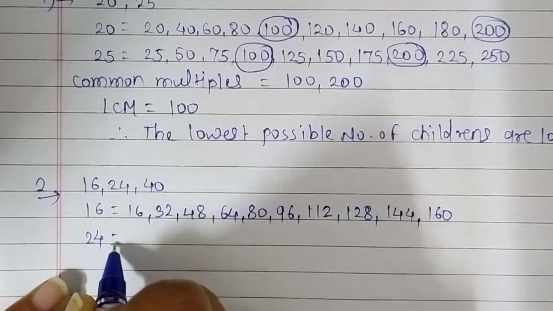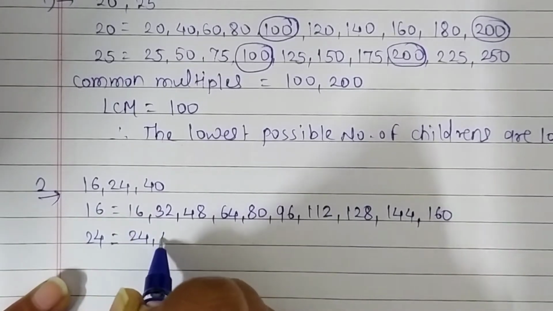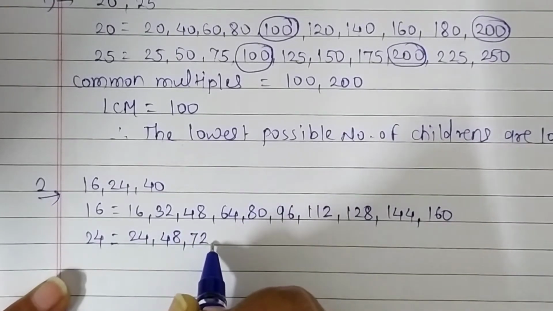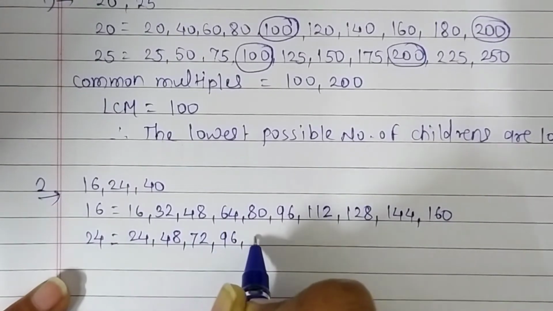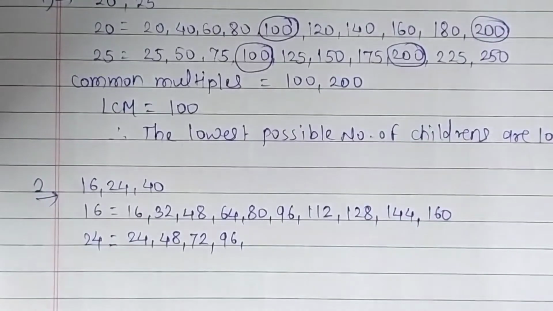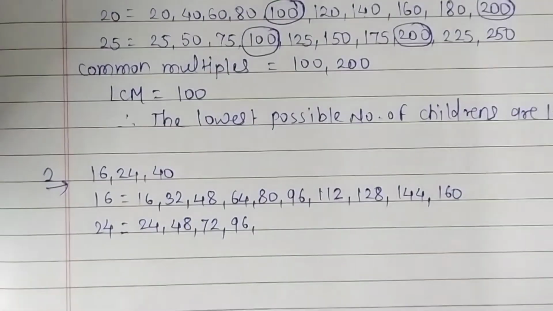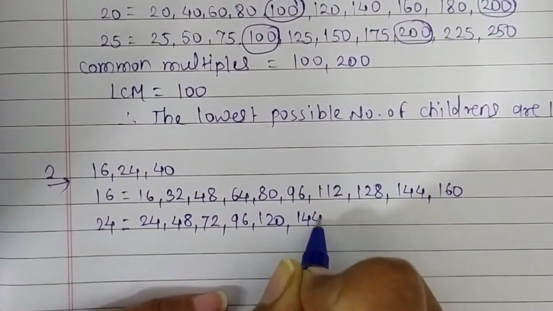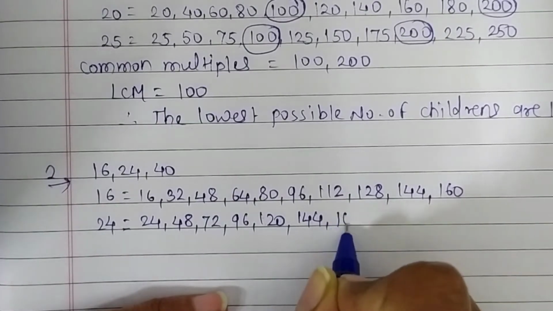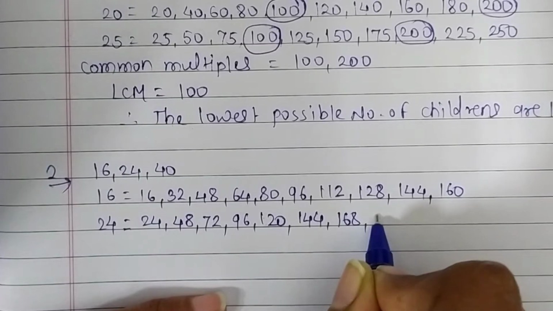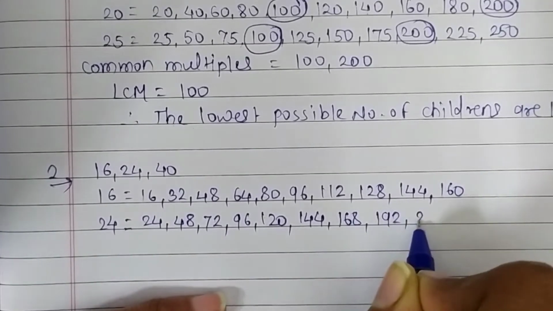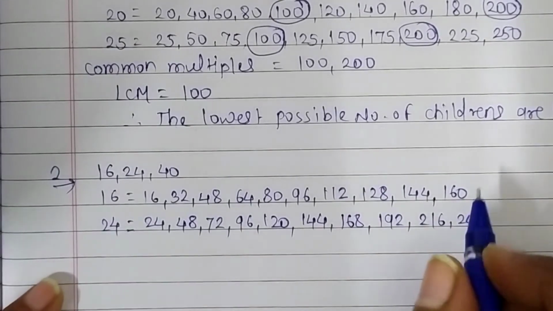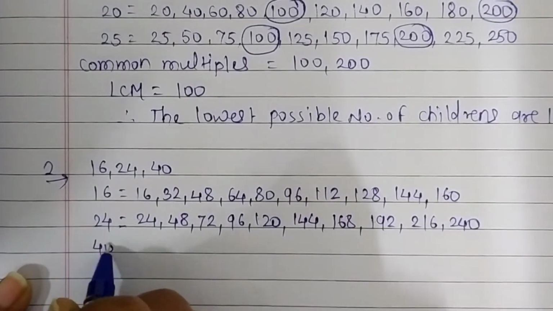Now let's write the table of 24. 24 1s are 24, 24 2s are 48, 24 3s are 72, 24 4s are 96, 24 5s are 120, 24 6s are 144, 24 7s are 168, 24 8s are 192, 24 9s are 216, and 24 10s are 240.